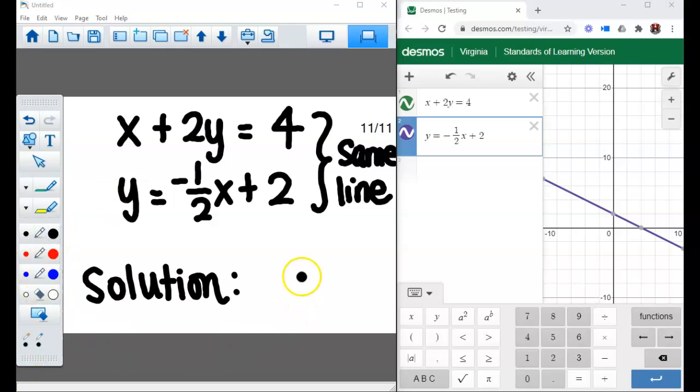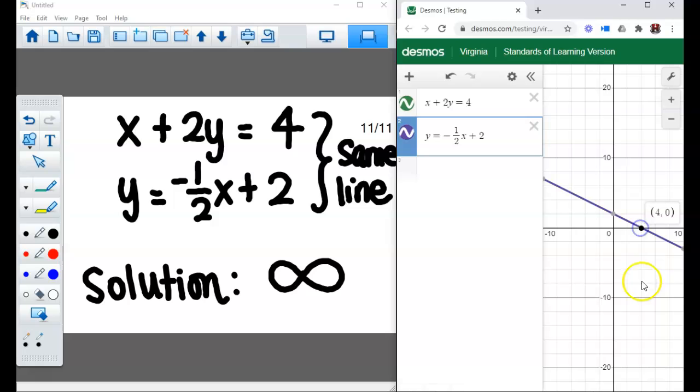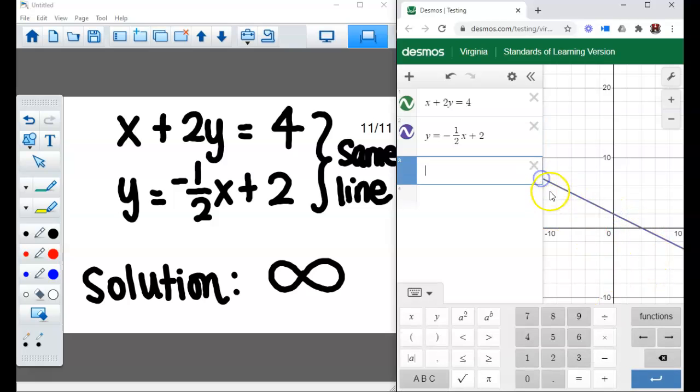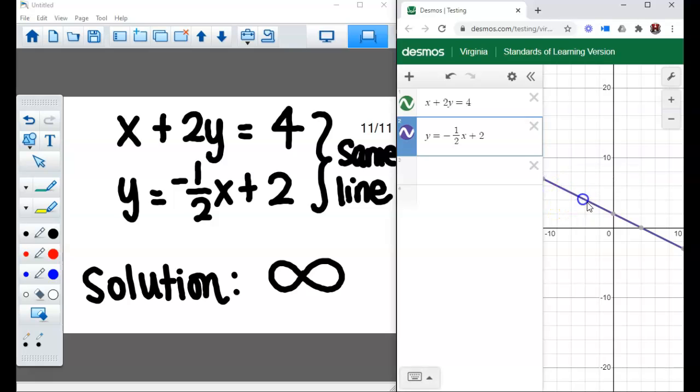When that happens, your solution is actually infinite because those two lines have every single point in common. That point is on both lines. That point is on both lines. All of these down through here, you can see that touching are on both lines. So if the two lines land on top of each other, they are the same line, then your solution is infinite.